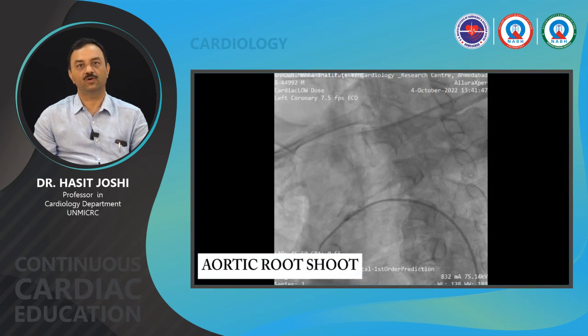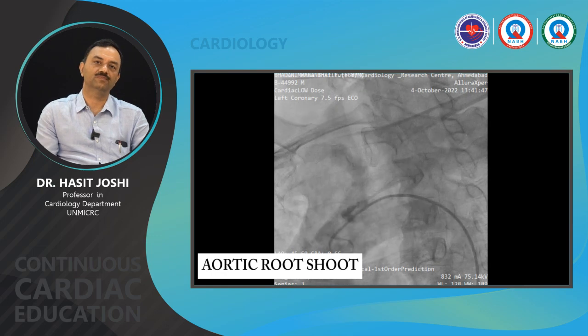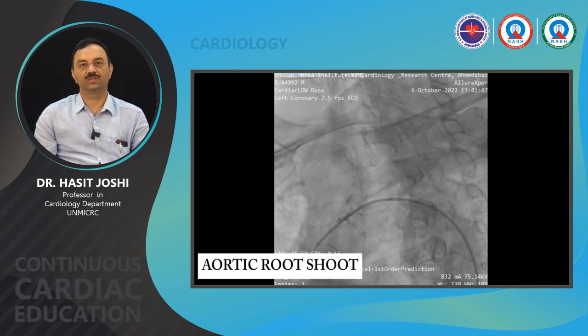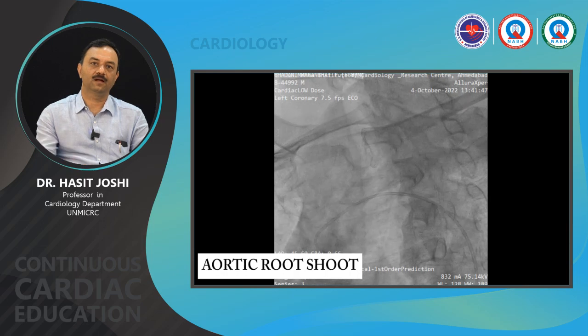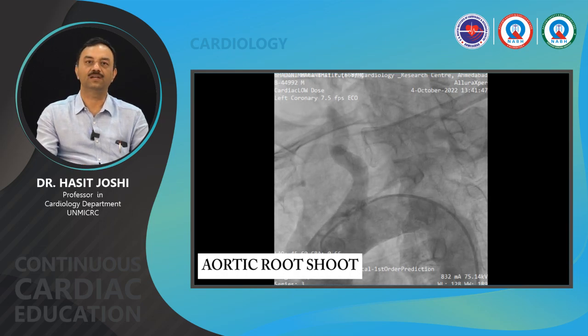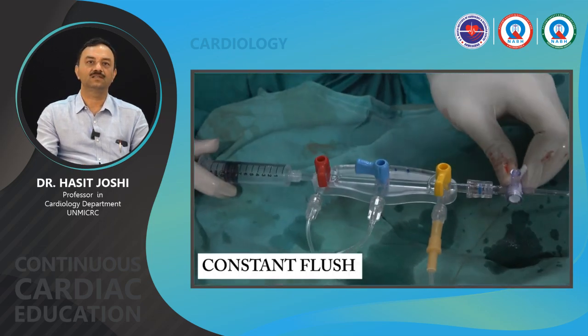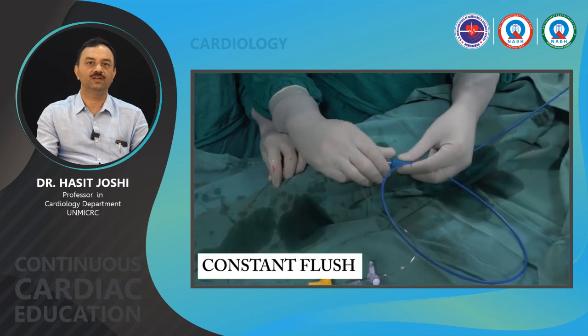Then we take an aortic root shoot with a 5F pigtail, if the dialogue allows, with a good contrast injection of 20 cc by 15, and see the arch and arch abnormalities. This is the constant flush system, run please.